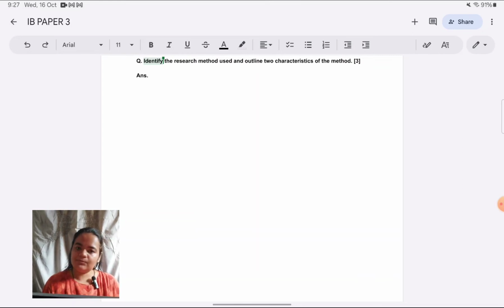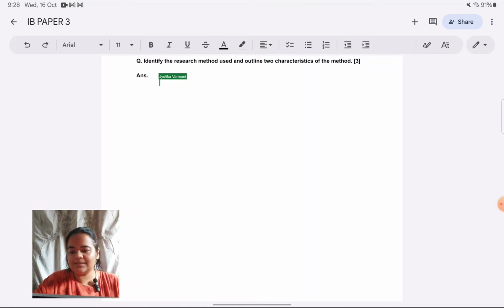Then you have to give two characteristics. As such, the IB is not very strict on having to link the characteristics to the situation given. Nevertheless, it is good practice to not only state the characteristics but also show where those characteristics are found in the given scenario. So I will suggest that you do contextualize the features which you are stating. I'll give an example of how we can do this.